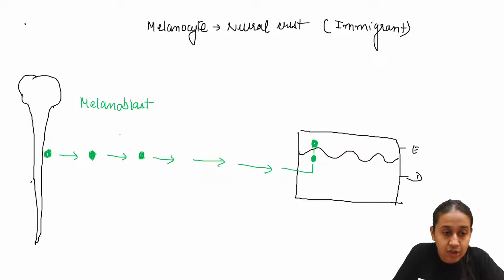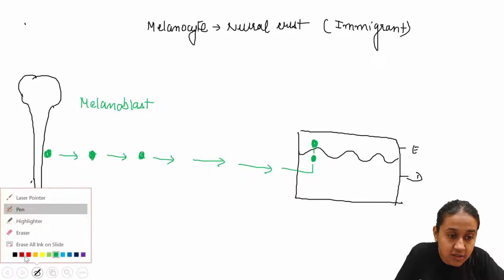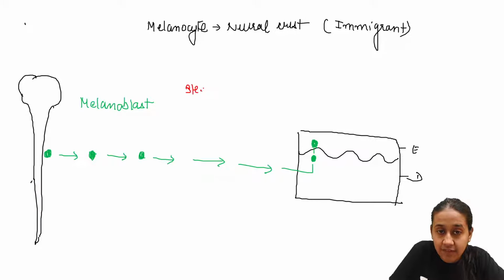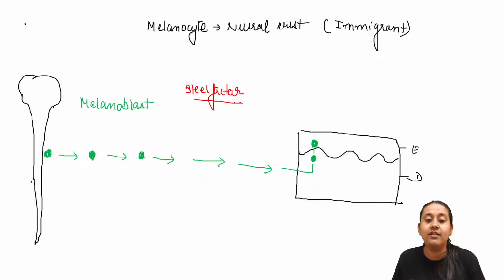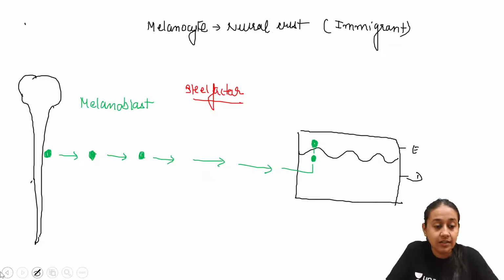Now, for the process of migration, you need some factors, and these factors are known as steel factors. So just think logically, if anything happens to these steel factors, what happens? Paras, can you tell me, if anything happens to this steel factor, what happens? The melanoblast will not migrate and it will not reach the epidermis. So you will see hypopigmentary disorders with no melanocyte count. Clear? Understood or not? So that is a basic thing which you need to know with respect to the pigmentary disorders.